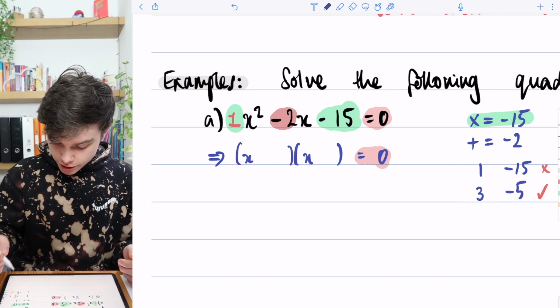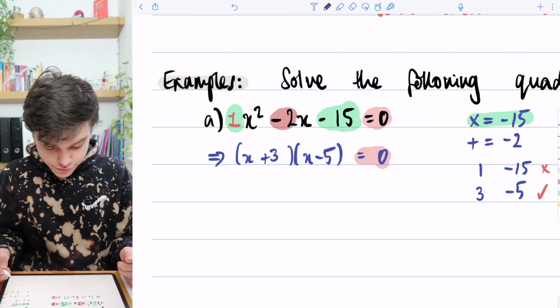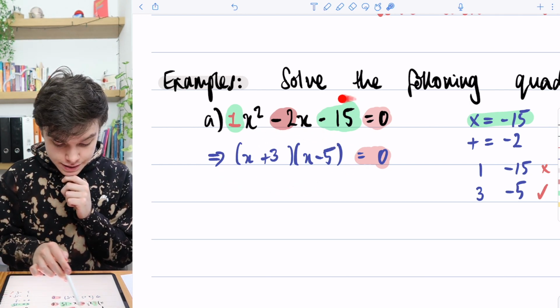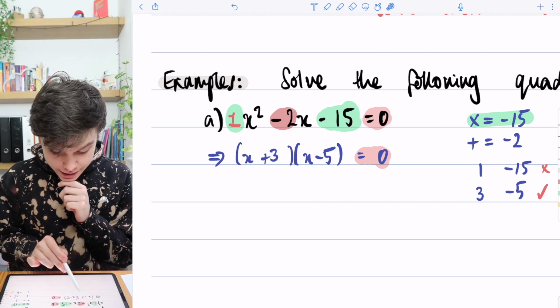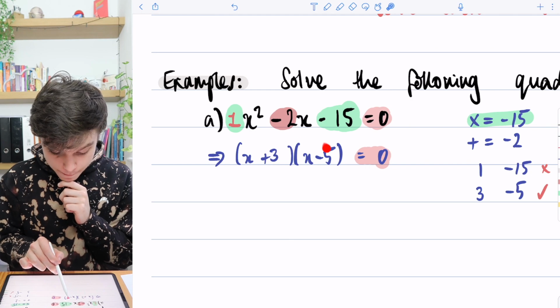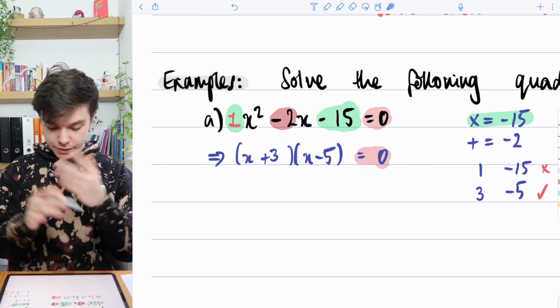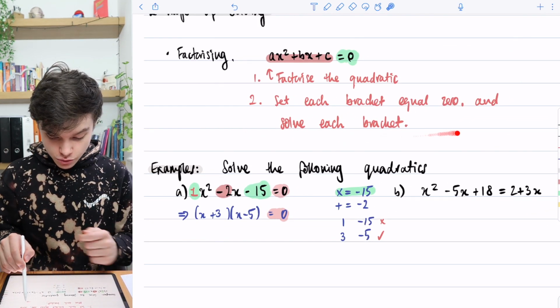Okay, so what I'm going to do is put those numbers in, x plus 3, x minus 5, and we could check if we were to expand these brackets, would we get back to this quadratic, where we'd have x squared, minus 5 plus 3 would give me the minus 2x, and then minus 15 is what we'd get as our constant. So that works. So we've factorised our quadratic. Now let's have a look at the second thing that we need to do.